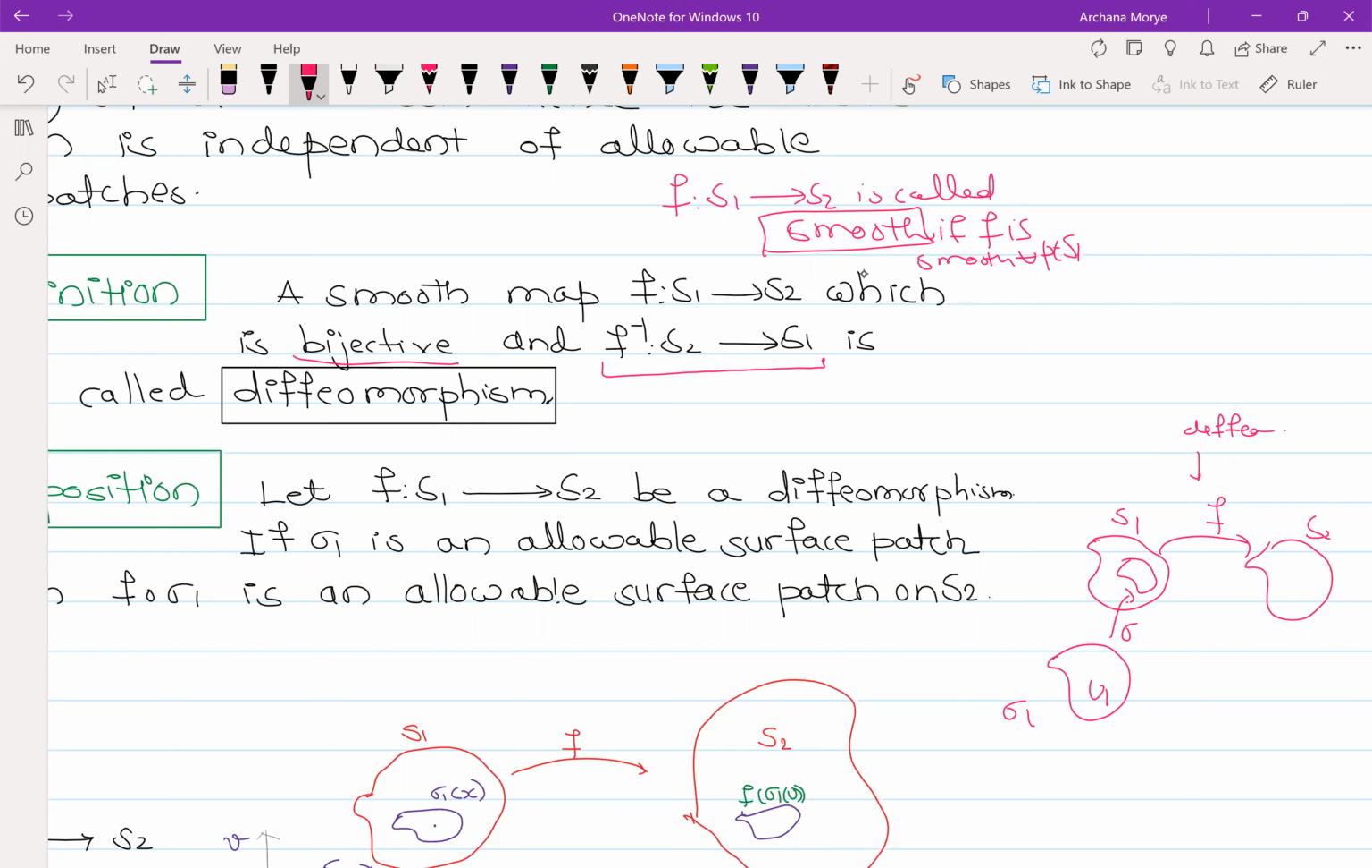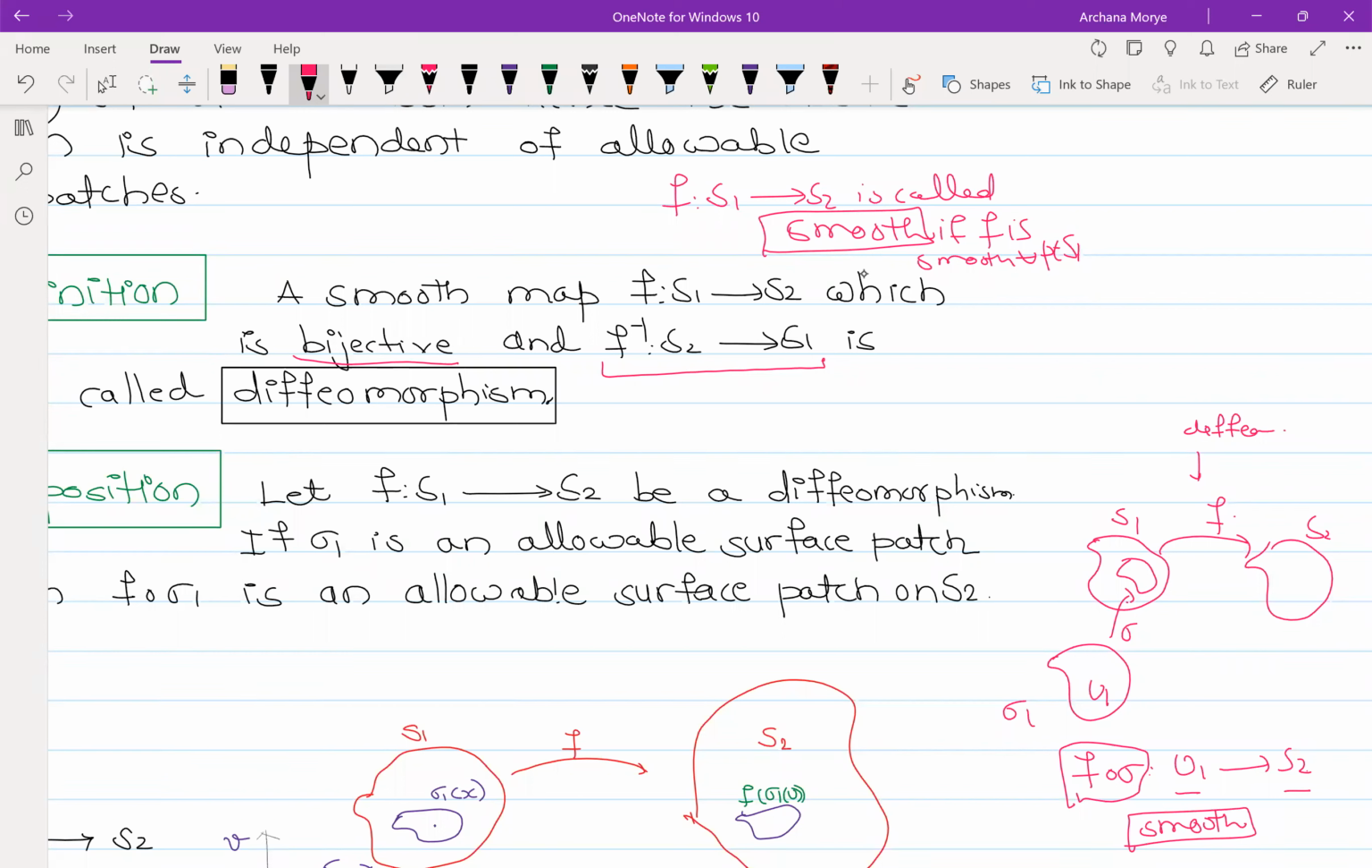So now suppose you take F composed with sigma. This will be a map from U to S2, right? And F is given to be a diffeomorphism. So our guess is that this looks like a surface patch. But will this be smooth as well?